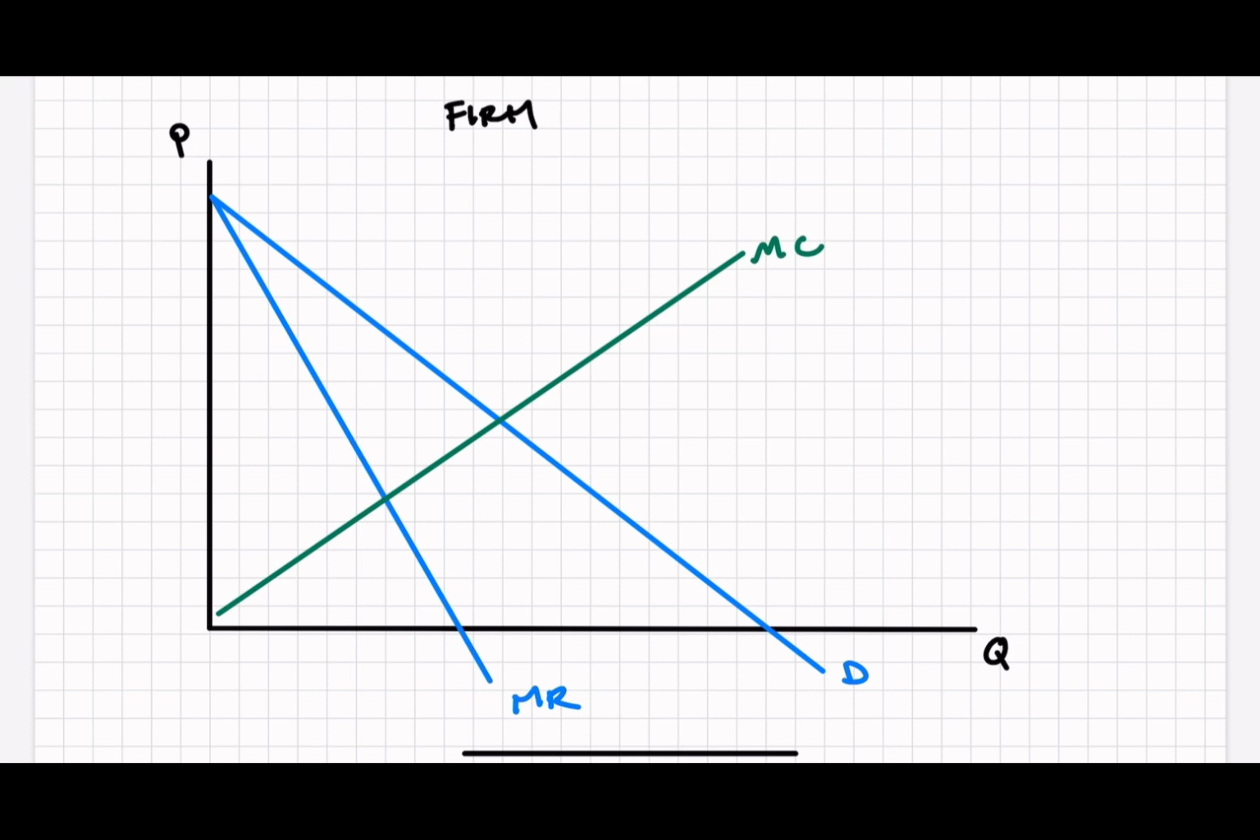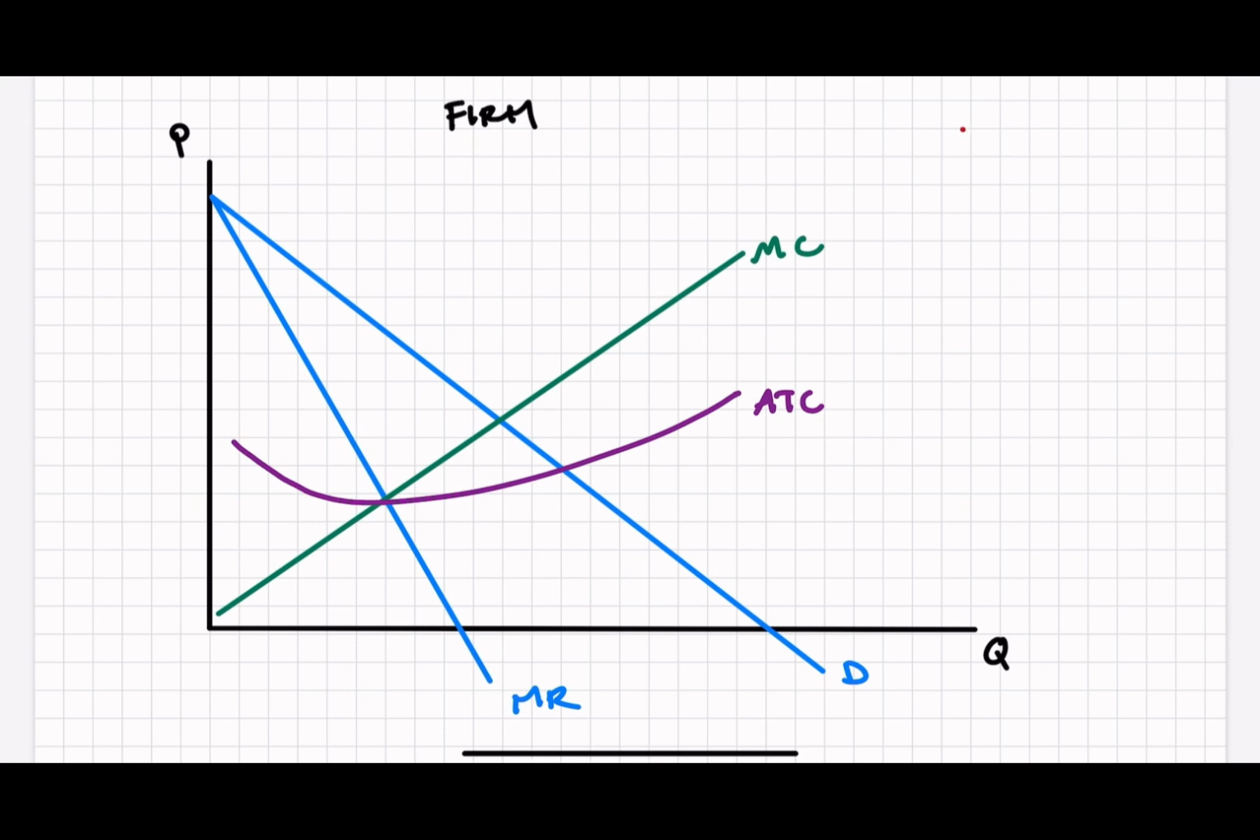Now let's go ahead and graph out our average total cost curve. Remember, the efficient point is right where the average total cost is minimized, at the marginal cost. So there we have our average total cost. We can then set our price and quantity.